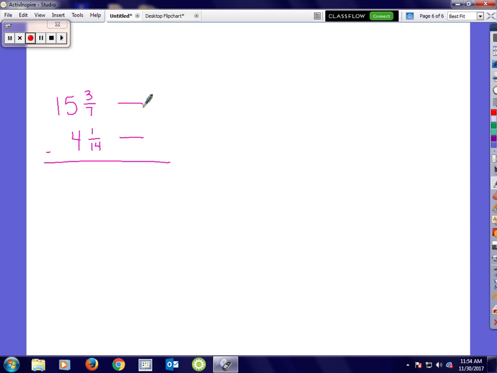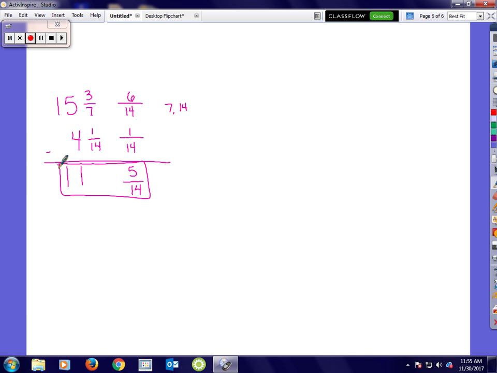Okay, so 7 times 1 is 7, 7 times 2 is 14. I can see that that's going to be my common denominator. I know 1/14 is already 1/14. 14 divided by 7 is 2, 2 times 3 is 6. 6 minus 1 is 5/14ths. 15 minus 4 is 11. So my answer is 11 and 5/14. I didn't have to borrow on that one. I want to get you used to that, but it's not always going to happen.